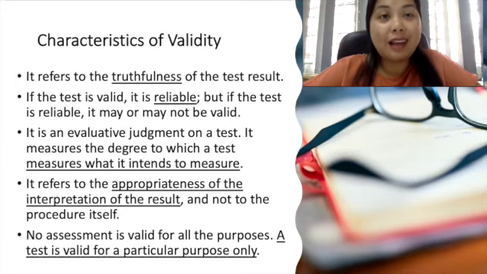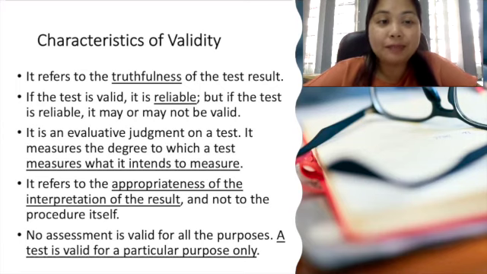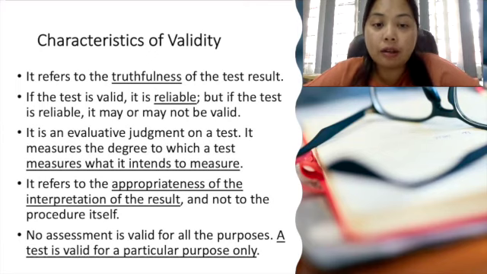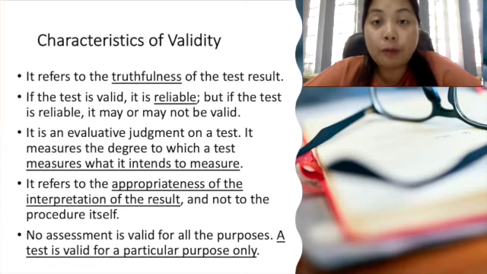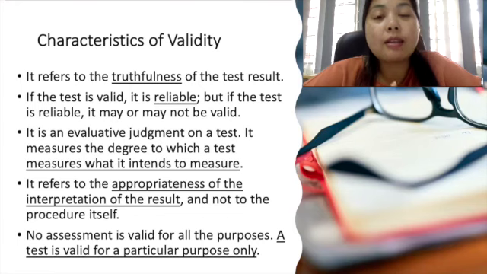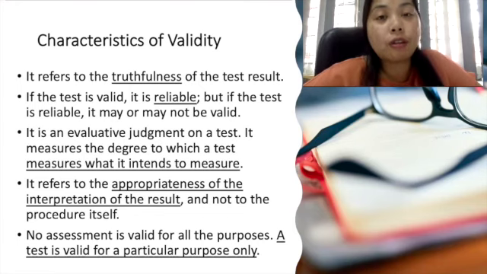But if the test is reliable, it may or may not be valid. It is an evaluative judgment on a test. It measures the degree to which a test measures what it intends to measure. It refers to the appropriateness of the interpretation of result and not to the procedure itself. And no assessment is valid for all purposes. A test is valid for a particular purpose only. Why? Because the validity of a test depends on the learning objectives set by the teacher.